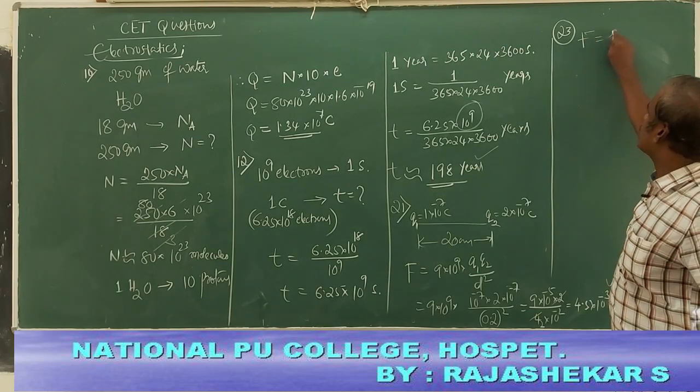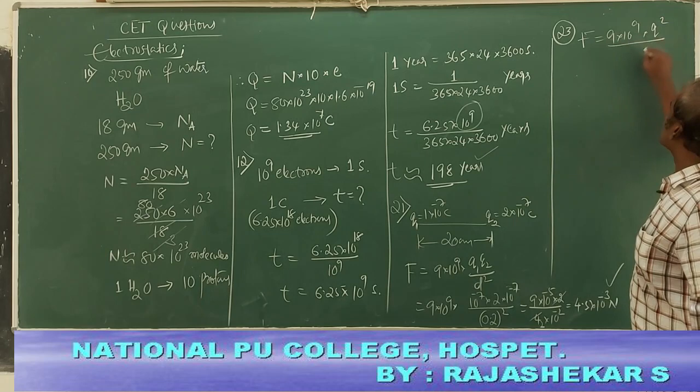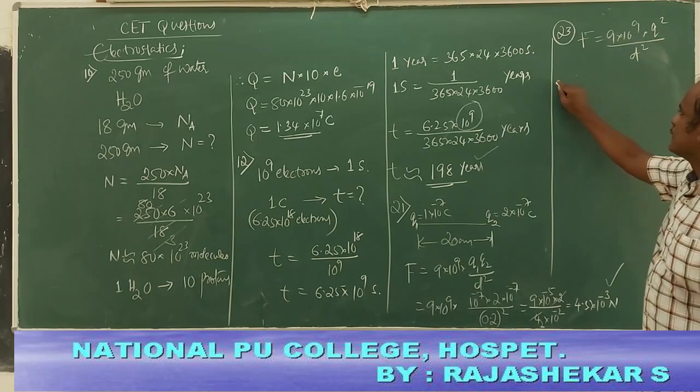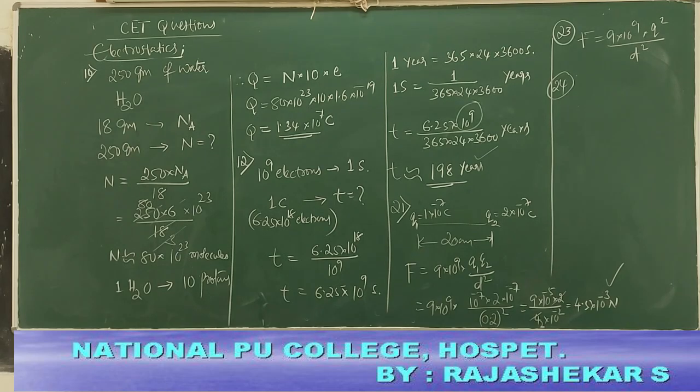F is equal to 9 into 10 to the power 9 Q square by d square, students. Q and d are given. So I go with the next question, number 24. Two point charges plus 3 microcoulomb and plus 4 microcoulomb repel each other with a force of 10 Newton. If each is given an additional charge of minus 6 microcoulomb, what is the new force?